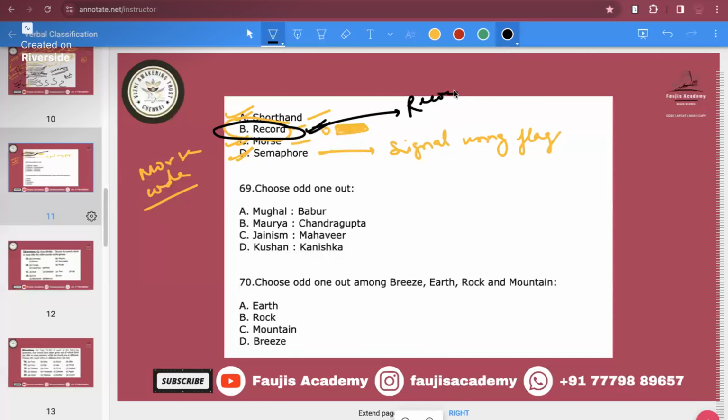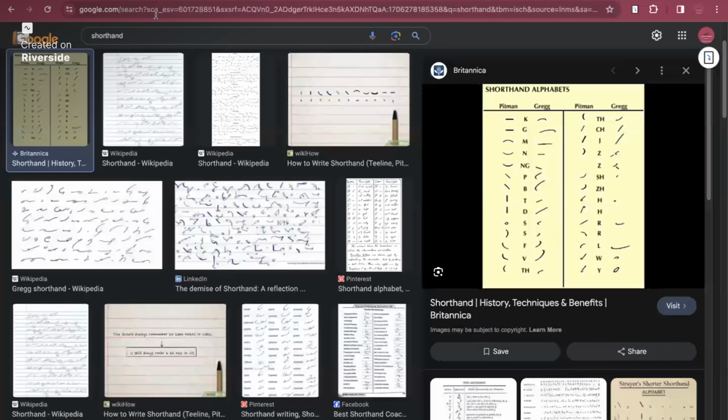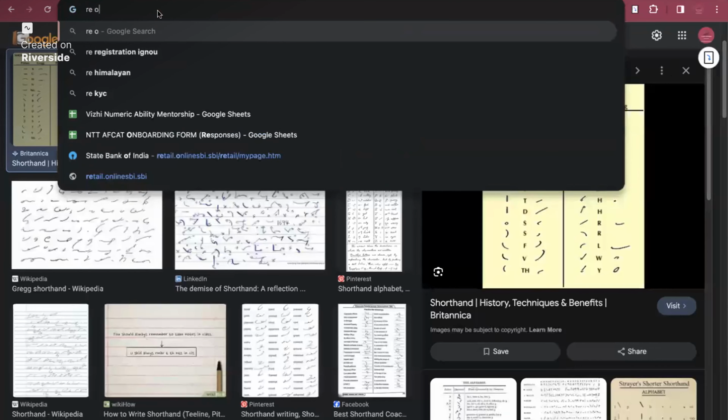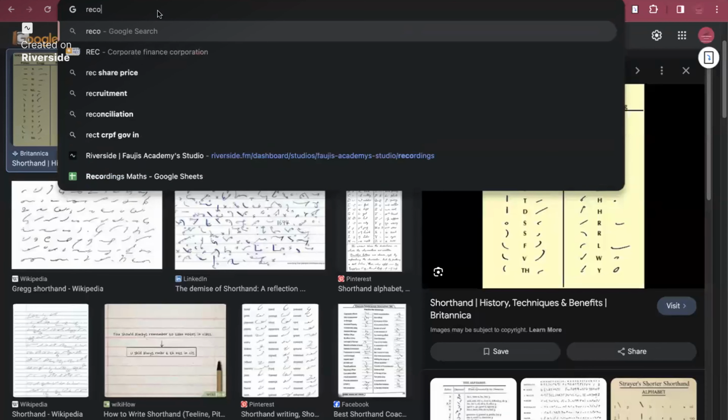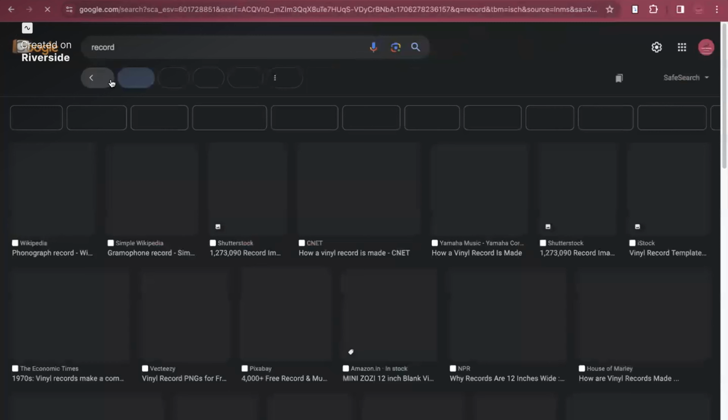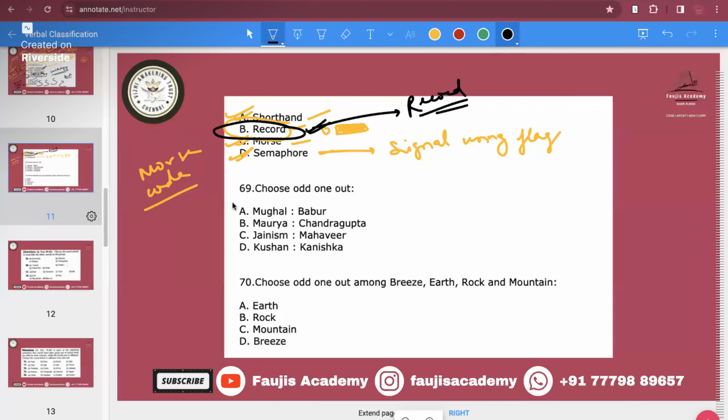We are doing this recording. Do we have something in record as well? Let's try to find out record as well. R-E-C-O-R-D, record. Okay. I don't think we are going to get something over here. Which recording is this? Yes, guys.